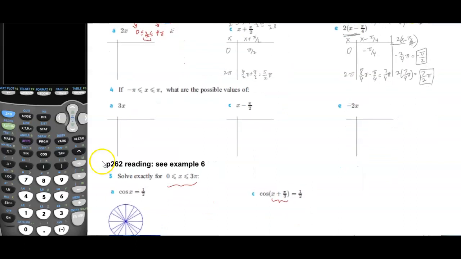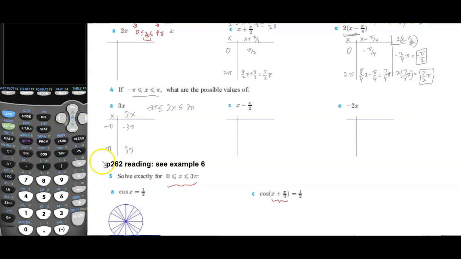For number 4, I have a domain for x ranging from negative pi to pi, and I want to know what's the transformed domain for 3x. So basically, I'm going to have negative pi and pi for my x values. What happens when the domain undergoes the transformation 3x? I'm just going to multiply negative pi times 3 and pi times 3. If I want to write this as an inequality, I would write 3x is in the interval from negative 3 pi to 3 pi.